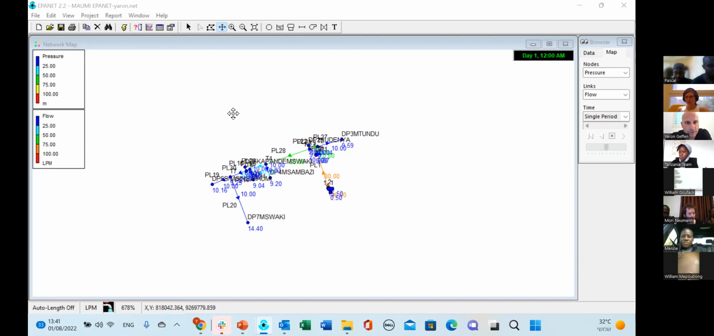I think, William, of course, in each and every tap stand, assuming that the water tank is full and all taps are open, in a specific system.